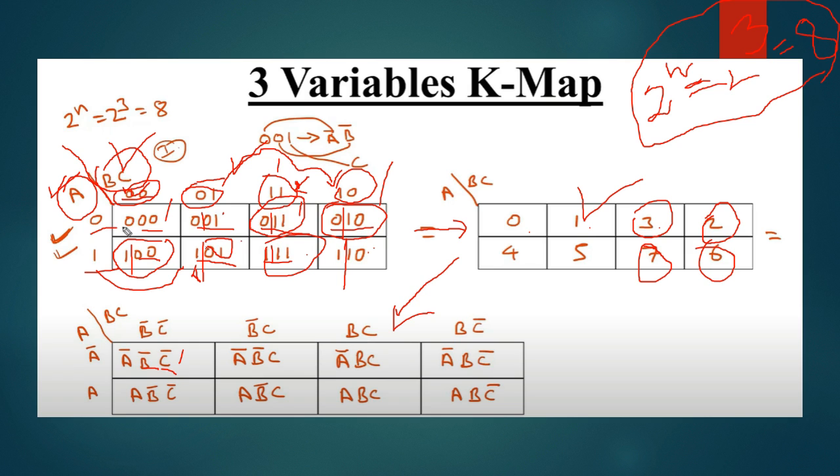I'm not going to explain all the other values. Let's take the last one, that is this one. In this place we had A value of 1, B value of 1, and C value of 0. So A value of 1 means A only, B value of 1 means B only, but C value of 0 means C bar or C prime. So this is the same value that is written here. I hope you have understood this one.